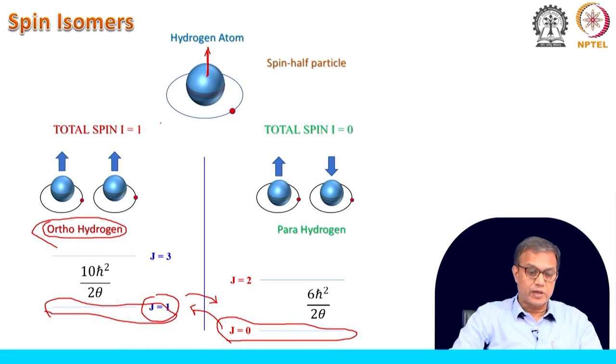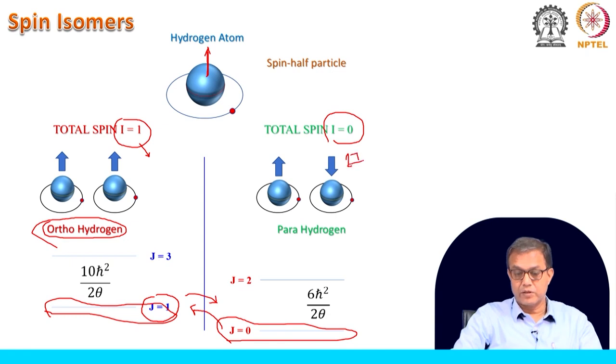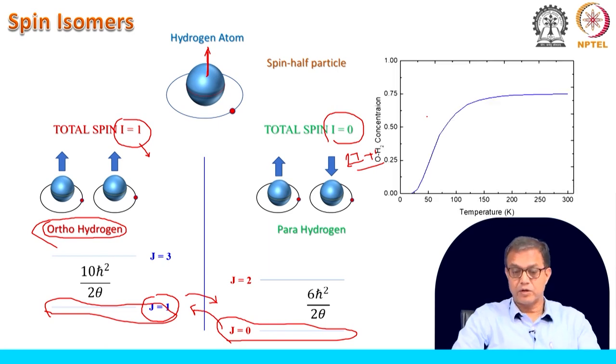As I have said, the total spin I equals 1 has 3-fold degeneracy, and this is I equals 0. So 2I plus 1 is basically the single degeneracy. So the total is 4. Out of this 4, 3/4 is orthohydrogen and 1 part is parahydrogen at room temperature. That means the orthohydrogen and parahydrogen concentration would be something like this, and it will vary with temperature.